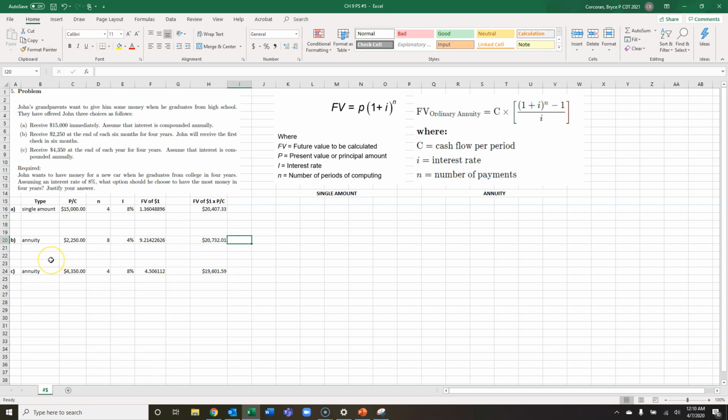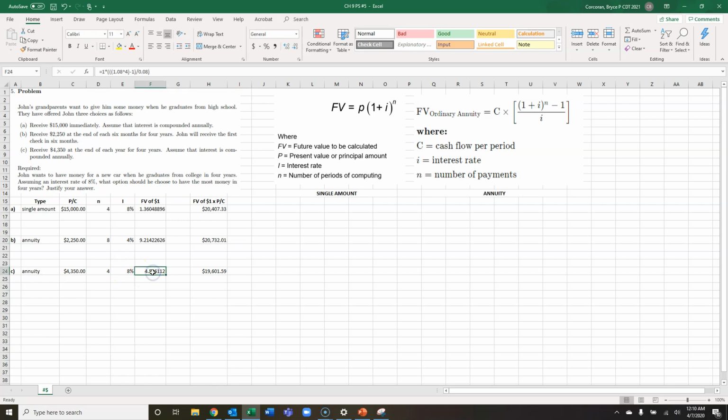So the third one's an annuity as well. He receives $42.50 at the end of each year for 4 years. Assume the interest is compounded annually. So once again, the cash flow per period is $4,350. The N would be 4 here because it's simply 4 years and your interest rate is 8%.